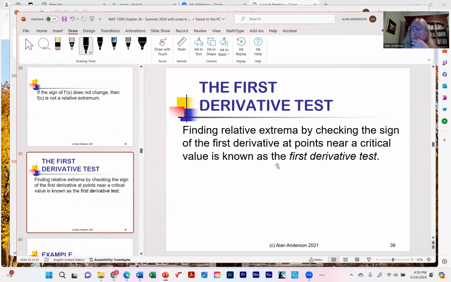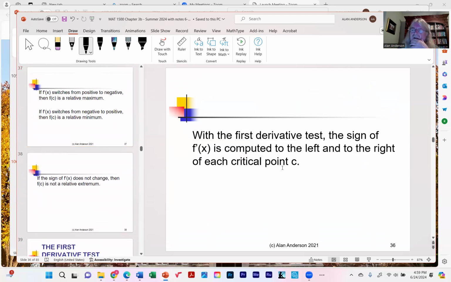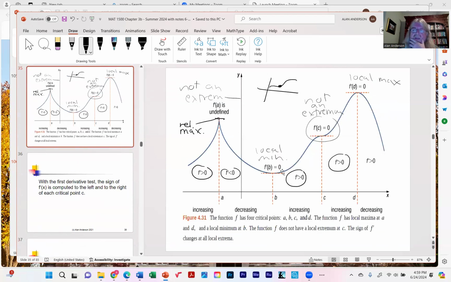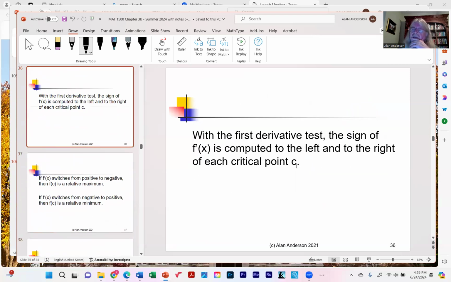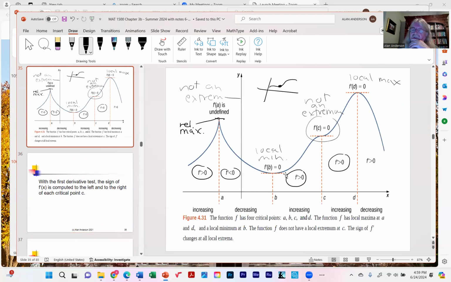So in other words, this is one way we can define whether or not any of these points, critical points, I mean, are relative extrema or not. We call this the first derivative test. What we're looking at is the sign of the first derivative and how it changes.